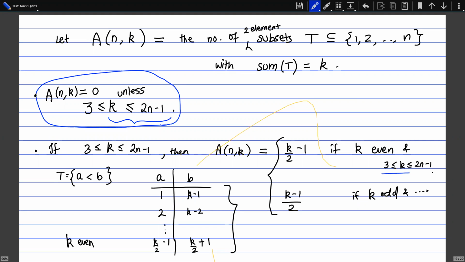No, it depends on n in this sense. It depends on n because it is only non-zero for k between 3 and 2n minus 1. In this range, it doesn't depend on n. As long as you're in that range, you're okay. It only depends on the total sum. But in the previous problem, as soon as you're out of that range, it is zero. So if I change n, that range will change, right?